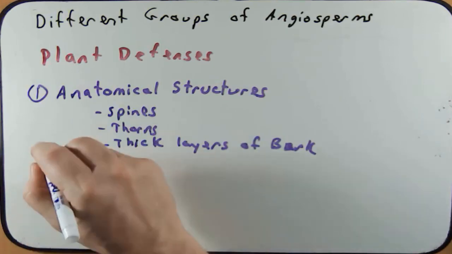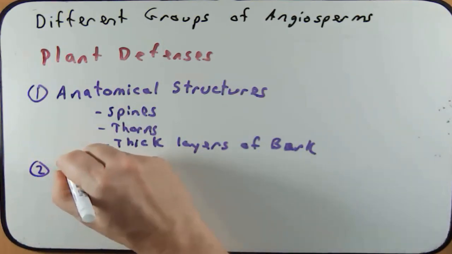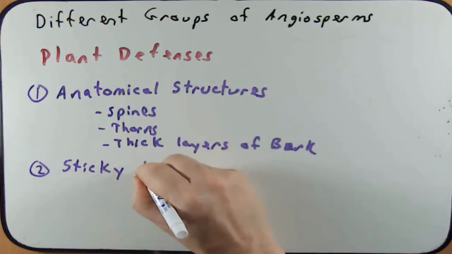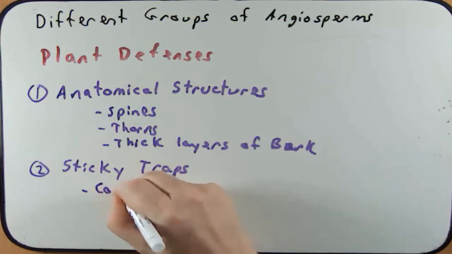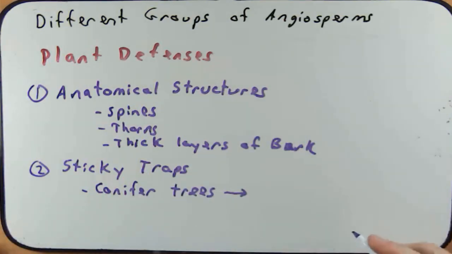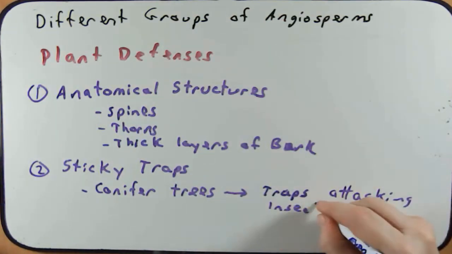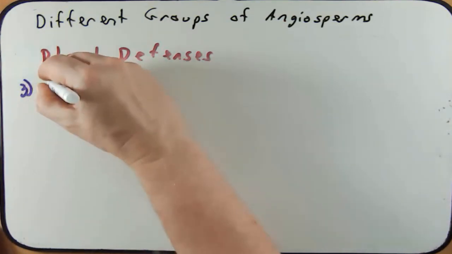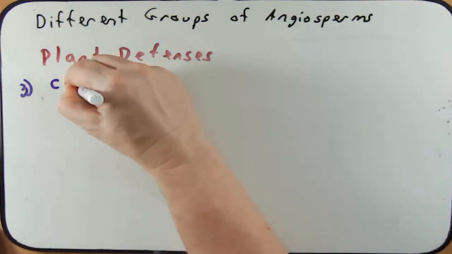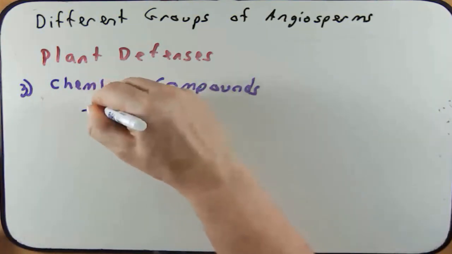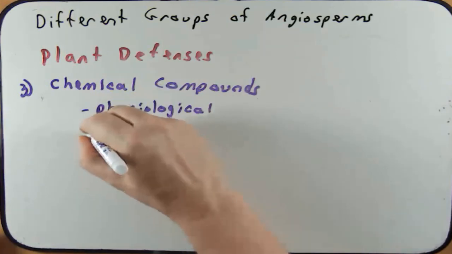The second defense mechanism falls into the category of sticky traps. A good example of this would be in the conifer trees. They secrete a sticky substance that traps attacking insects. The third and last defense mechanism I want to talk about are chemical compounds. Many plants produce compounds that have a toxic effect on various herbivores that try to attack them. These chemicals can cause a physiological effect or a behavioral one.